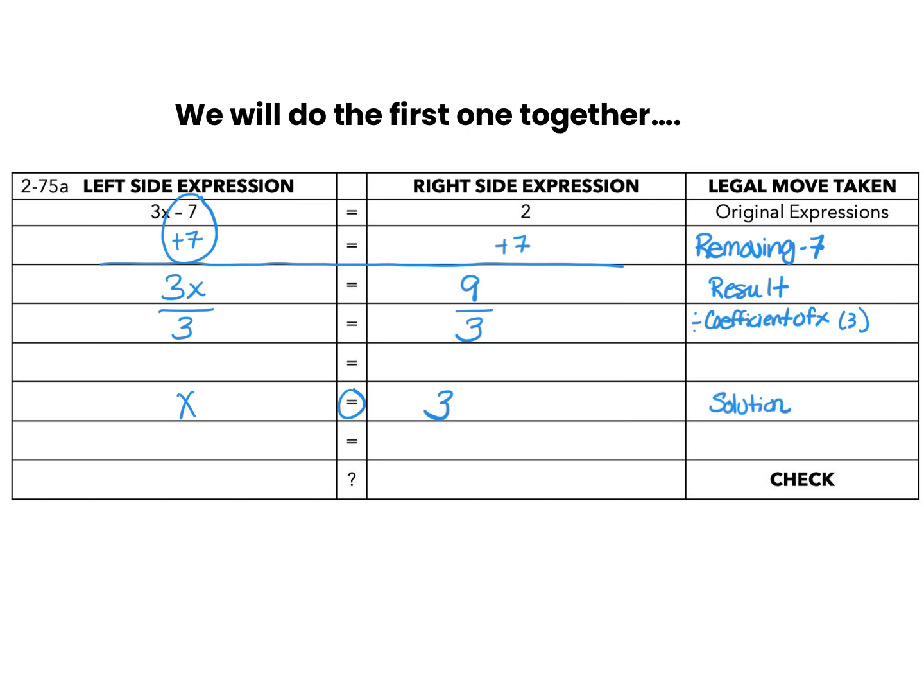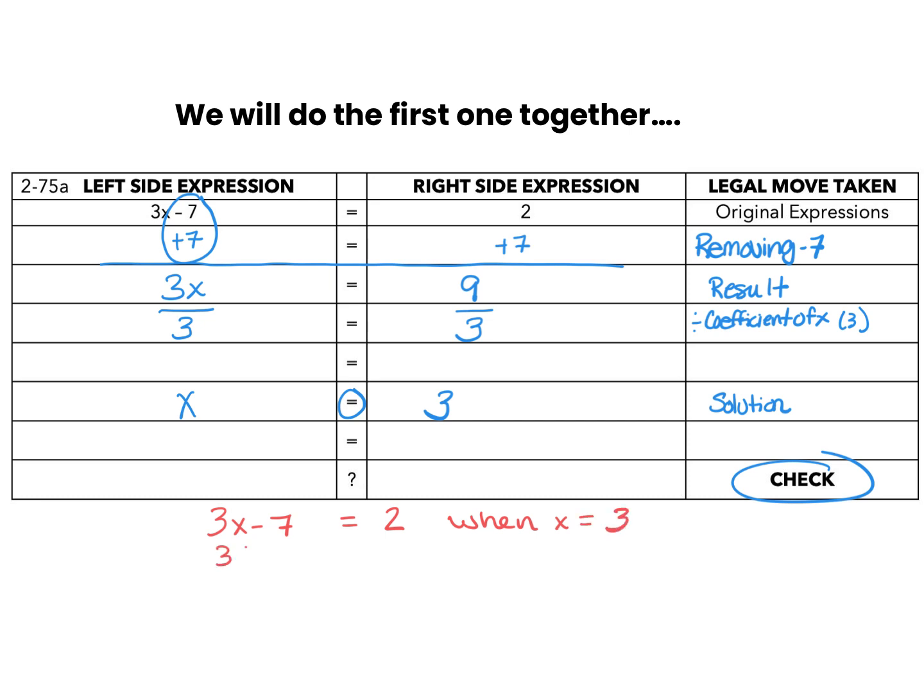And what we want to do now is check. I always use a different color. So we go back to our original expression. So we have 3x minus 7, and that is equal to 2, hopefully, when x is equal to 3.